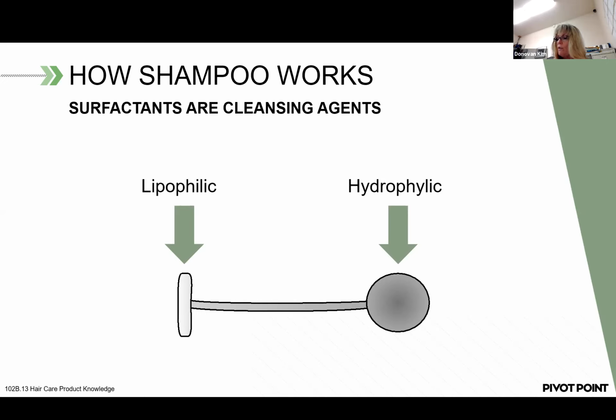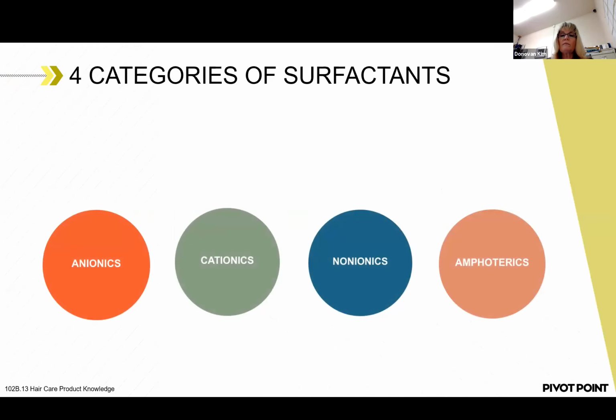So this molecule has two parts, right? It has the lipophilic and it has the hydrophilic. What happens during the shampoo is the water-loving part is attached to the water, while the oil-loving part is attached to the oil on the hair. The resulting push-pull action causes the oil to roll up into droplets, which are then lifted into the water and washed away. So by removing the oil from the hair strand and scalp, the water can wet the hair and scalp and the debris can be washed away.